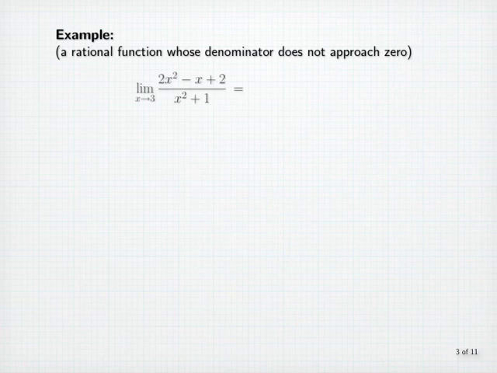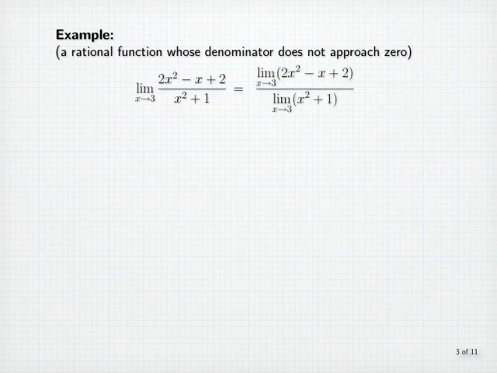Here's an example involving a rational function whose denominator does not approach 0. Let's look at the limit as x approaches 3 of (2x squared minus x plus 2) divided by (x squared plus 1). Notice first that, as x approaches 3, the denominator will approach 9 plus 1, or 10, which is not 0. Therefore, we can attack this problem by taking the limit of the numerator and dividing by the limit of the denominator. Since those are polynomials, that's an easy thing to do.